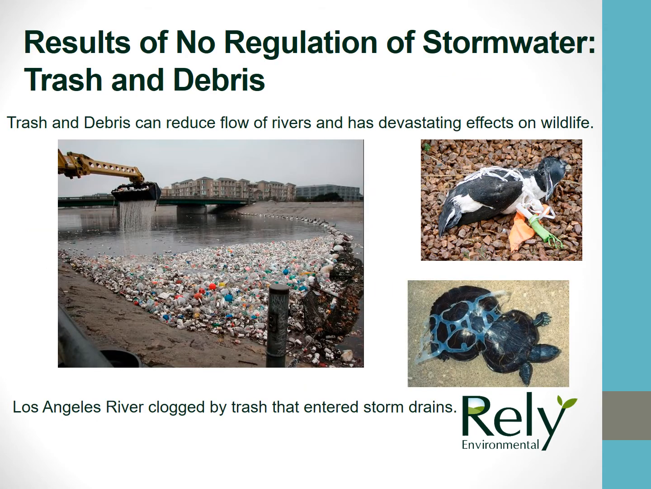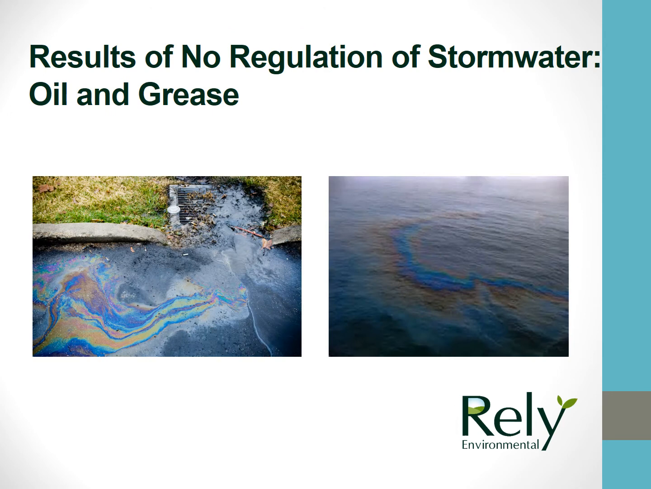When there is no regulation of stormwater, trash and debris can reduce flow of rivers and have devastating effects on wildlife. Birds, fish, turtles, and other wildlife get trapped in the trash. Here we see the Los Angeles River clogged by trash that has entered the storm drains. Oil and grease can form a toxic film on water surfaces that can prevent oxygen transfer and kill sea life. Oil and grease from the road enter storm drains that then enters the ocean with no treatment.